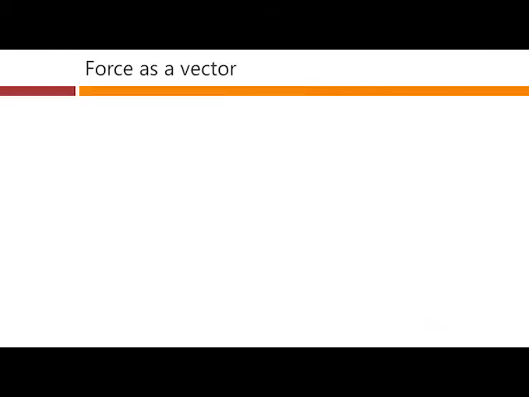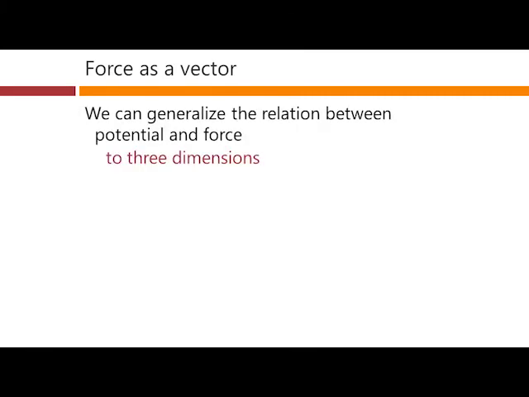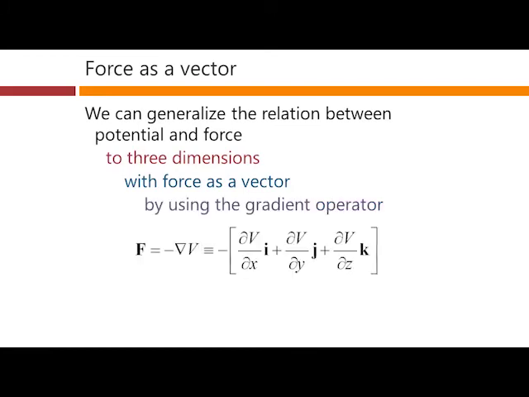Now, so far we've only been thinking about force in one very specific direction. Of course, force is a vector, so we have to think explicitly about directions. And we can generalize our idea of the relation between potential and force to 3 dimensions with force as a vector by using the gradient operator. So the gradient operator, you remember, is gradient of V or grad V.